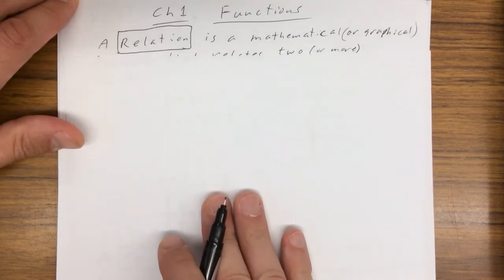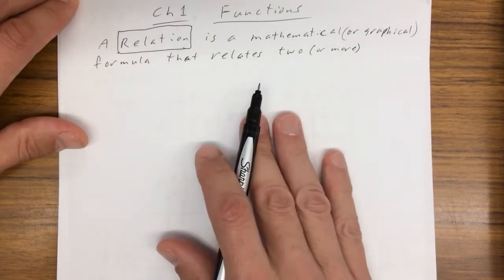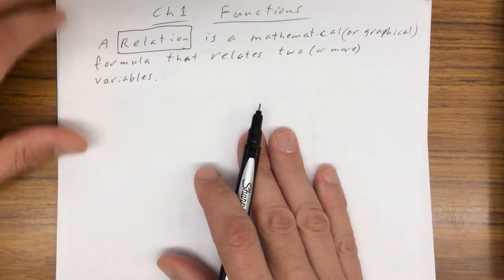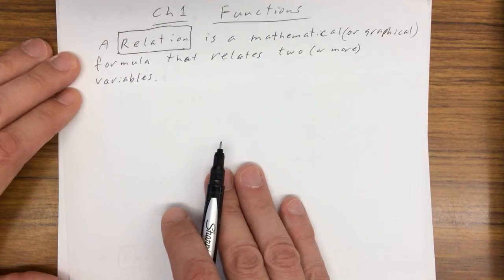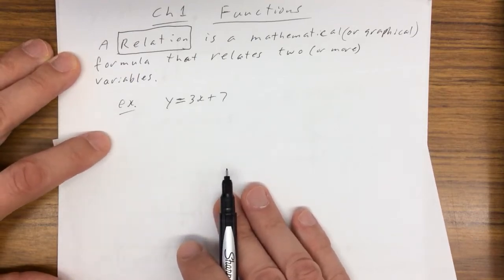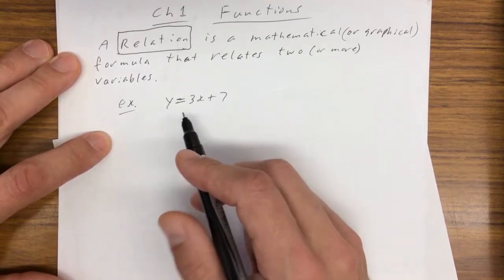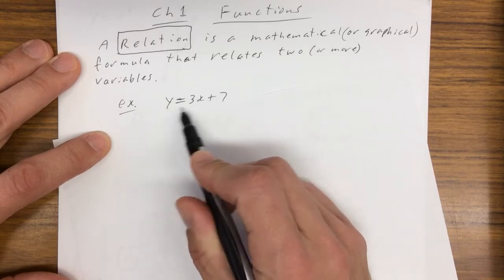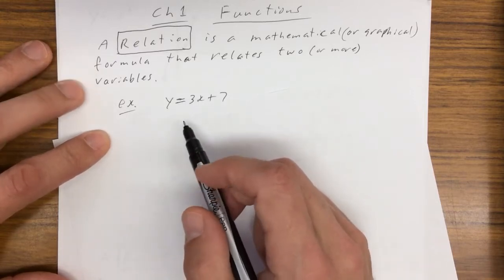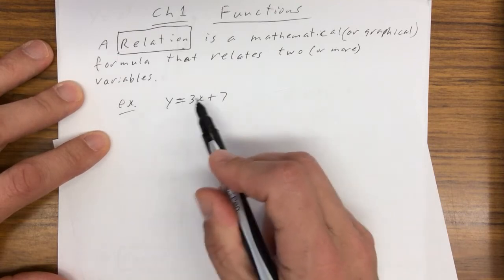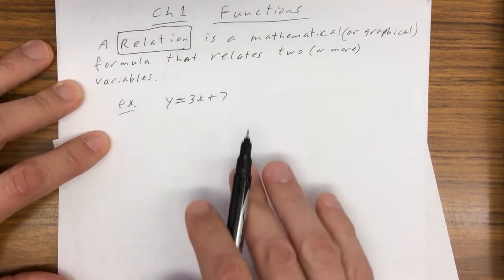So we'll take a look here. So mathematical graphical formula that relates two or more variables. That is a definition of a relation. So examples of a relation are y equals 3x plus 7. So that is a linear equation. It's a relationship between x and y. So how do we define y? Well, we define it in terms of x. Okay, so that is relationship.